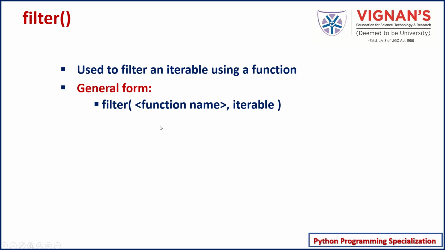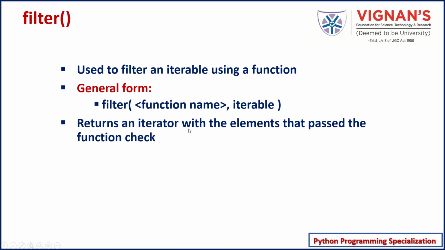How the filter method works is, for every element in the iterable, the function you are providing as an argument is called, and for whichever elements this function returns a true value, all those elements are returned as a collection, so it returns an iterator. That is, the filter method returns an iterator with all the elements that pass the function check. So the function is used as a filter here. Now let's check out the details of the working of this filter method using some examples.